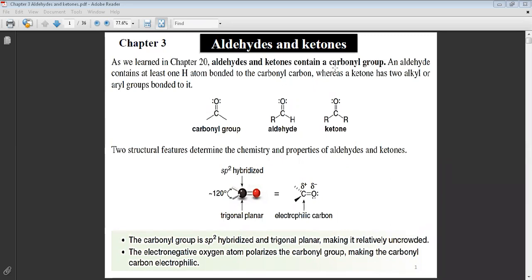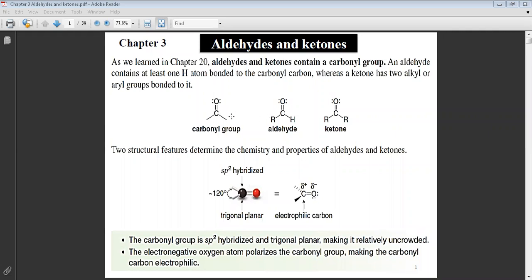Okay, an aldehyde contains at least one hydrogen atom bonded to the carbonyl group. He said the aldehyde must have at least one hydrogen bonded to this group. Like this, one hydrogen bonded to this group, it will be an aldehyde.